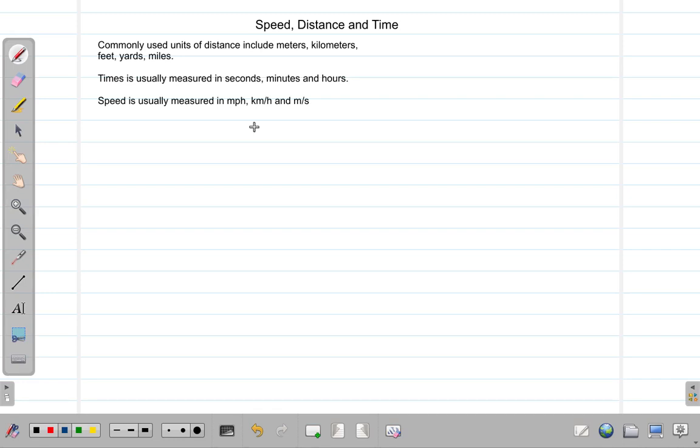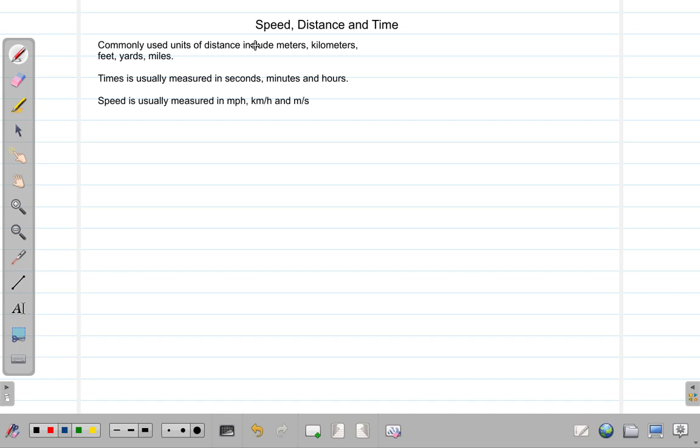Speed, distance, and time. Commonly used units of distance include the meter, the kilometer, feet, yards, and miles. The meter is the SI unit of distance, and a kilometer is 1,000 meters. The feet, yards, and miles are imperial units.